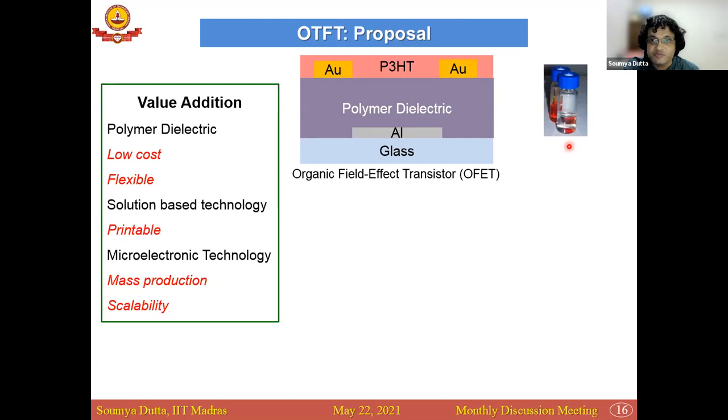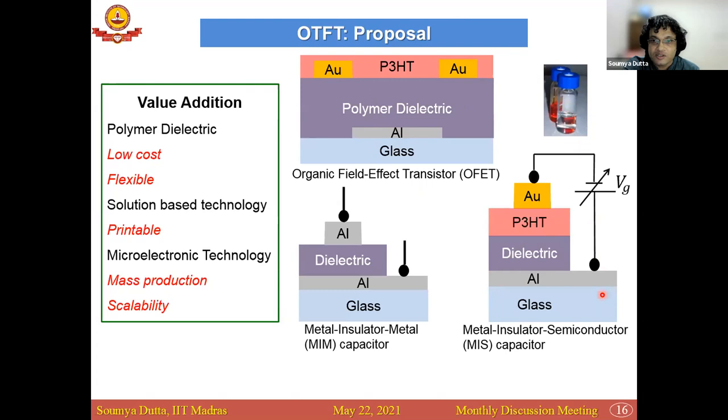Other than this structure, this is called a metal-insulator-semiconductor capacitor structure. It is actually to understand how we can switch this, how you have to change the charges here, how you can switch these charges. It's a very similar structure, these two. Here you have the gold, the semiconductor, the dielectric, and the other metal. This is a very fundamental structure, which is also used for traditional silicon technology. That's nothing new here.